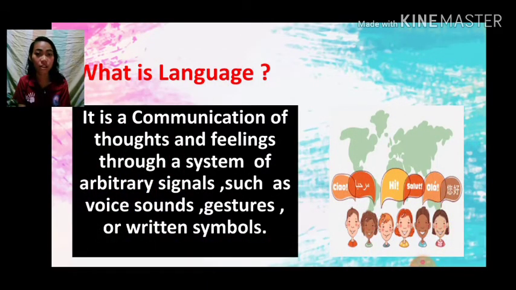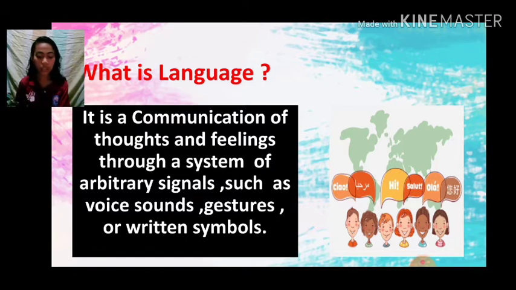Before I start, I will define language first. What is language? It is a communication of thoughts and feelings through a system of arbitrary signals such as voice sounds, gestures, or written symbols. Language undoubtedly has a very important social purpose because it is mainly used for linguistic communication. It is central to one's identity as an individual and as a marker of social groups. A particular language variety identifies each of us as belonging to a particular social group.